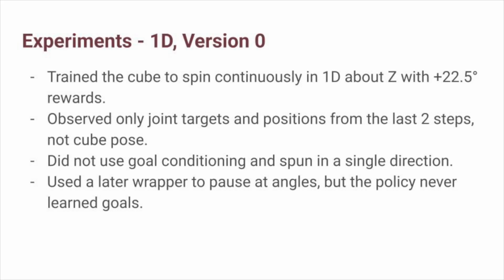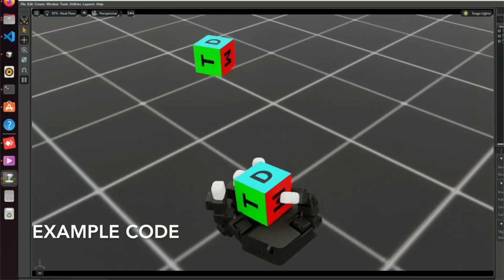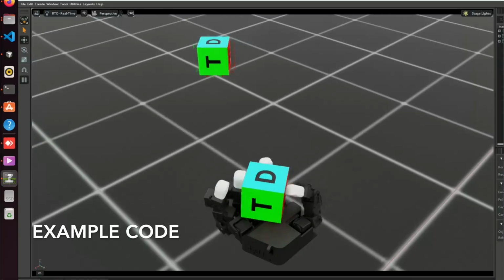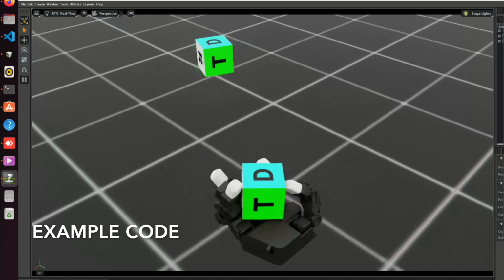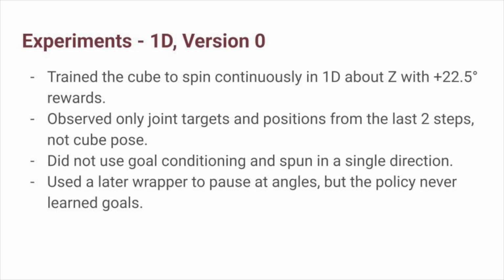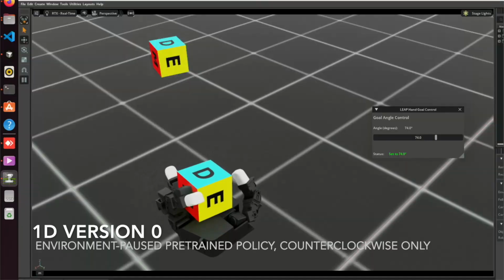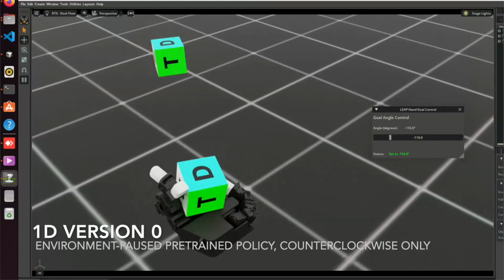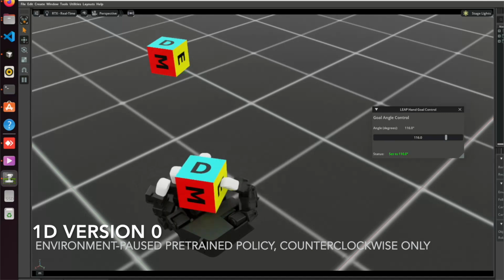Hi, this is Martin. Let's see how we implemented these policies. Our goal was not just to spin the cube, but to accurately reach a commanded angle, pause there, and wait for a new command. The original example code from the Leap team was not goal conditioned and would just spin forever. As a preliminary iteration, version 0 successfully oriented the cube to a goal angle, but we did it through the environment by pausing the pre-trained policy, not actual goal conditioning. As a result, it would only spin counterclockwise.